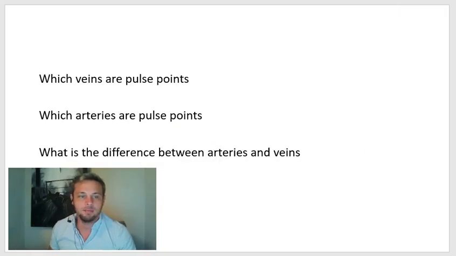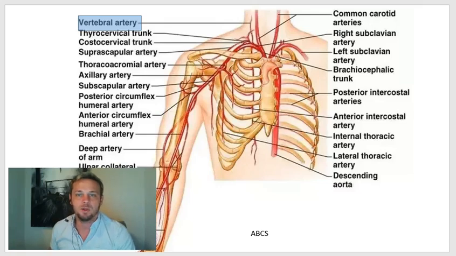And we are going to stop there and pick up with the vessels of the trunk next time.